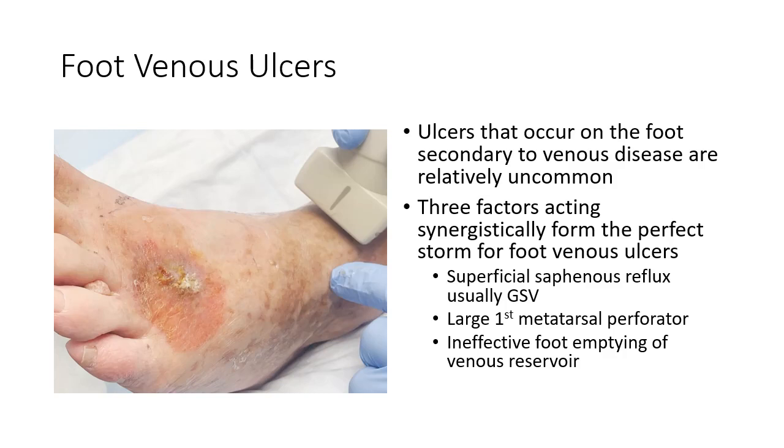Now, three factors acting synergistically form the perfect storm for foot venous ulcer formation. This is superficial saphenous reflux, usually the GSV, a large first metatarsal perforator with flow occurring from the deep to the superficial system, and an ineffective foot emptying of the venous reservoir. We'll talk more about this later, but when you see these three factors in combination, you may get ulcerations of the foot. You can also get ulcerations of the foot in some cases with obstruction of the deep venous system.